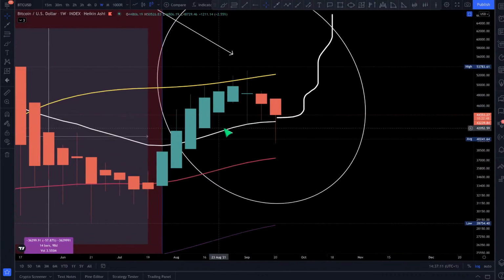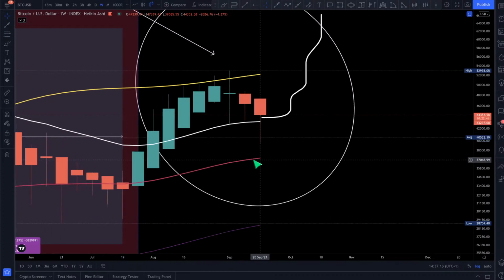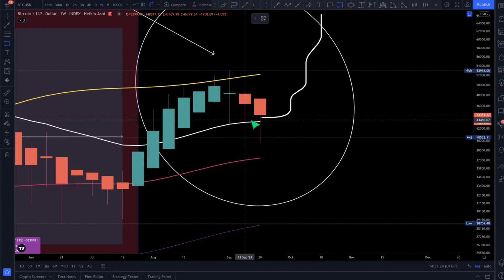So this white line here is the 21-week moving average. Very simple. This is the 50-week moving average. As long as we're above the 50-week, we are solid. That's fine. We are definitely bullish. This is a 21-week confidence line. Think about it as a confidence line. And this is the 104-week. What we need to do is print a candle above this.